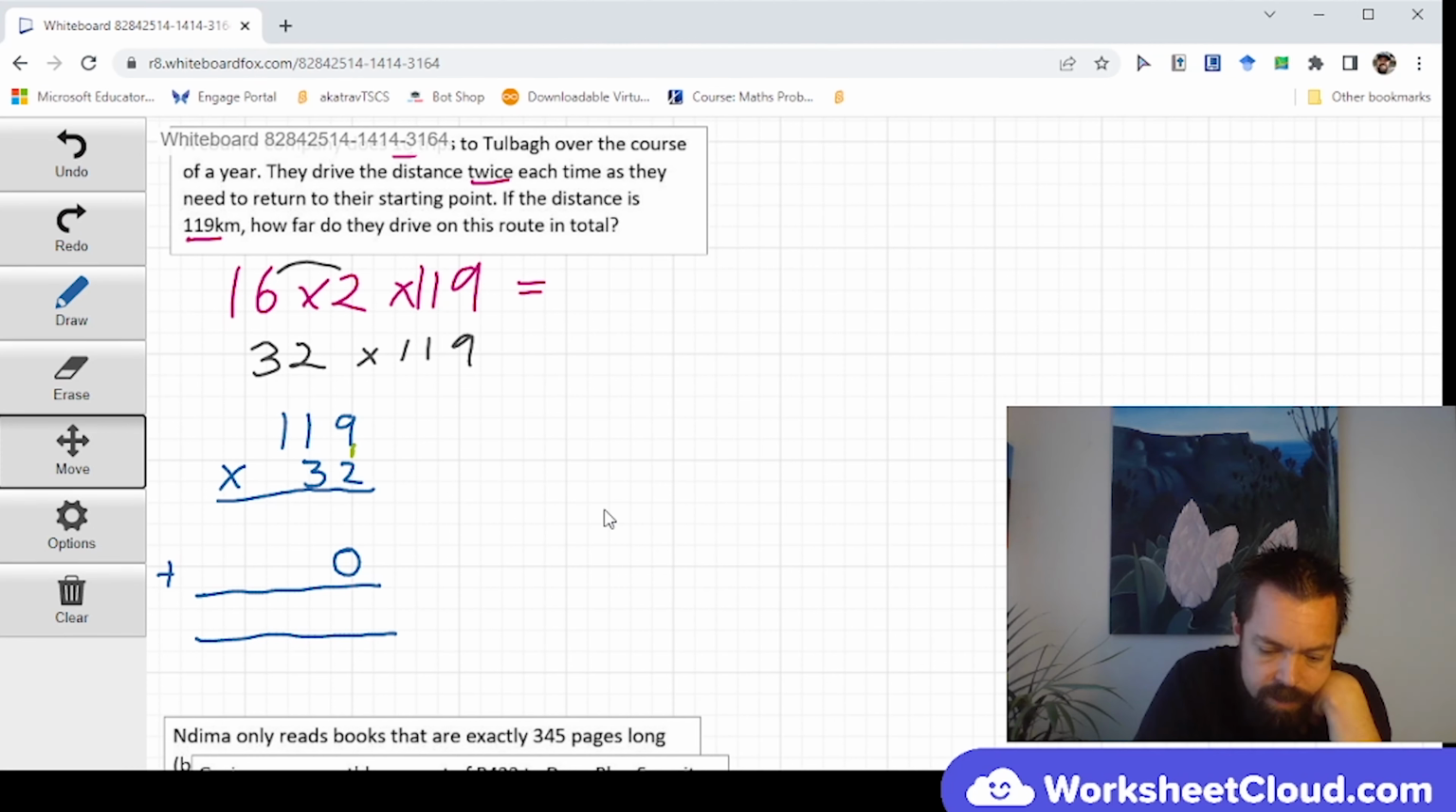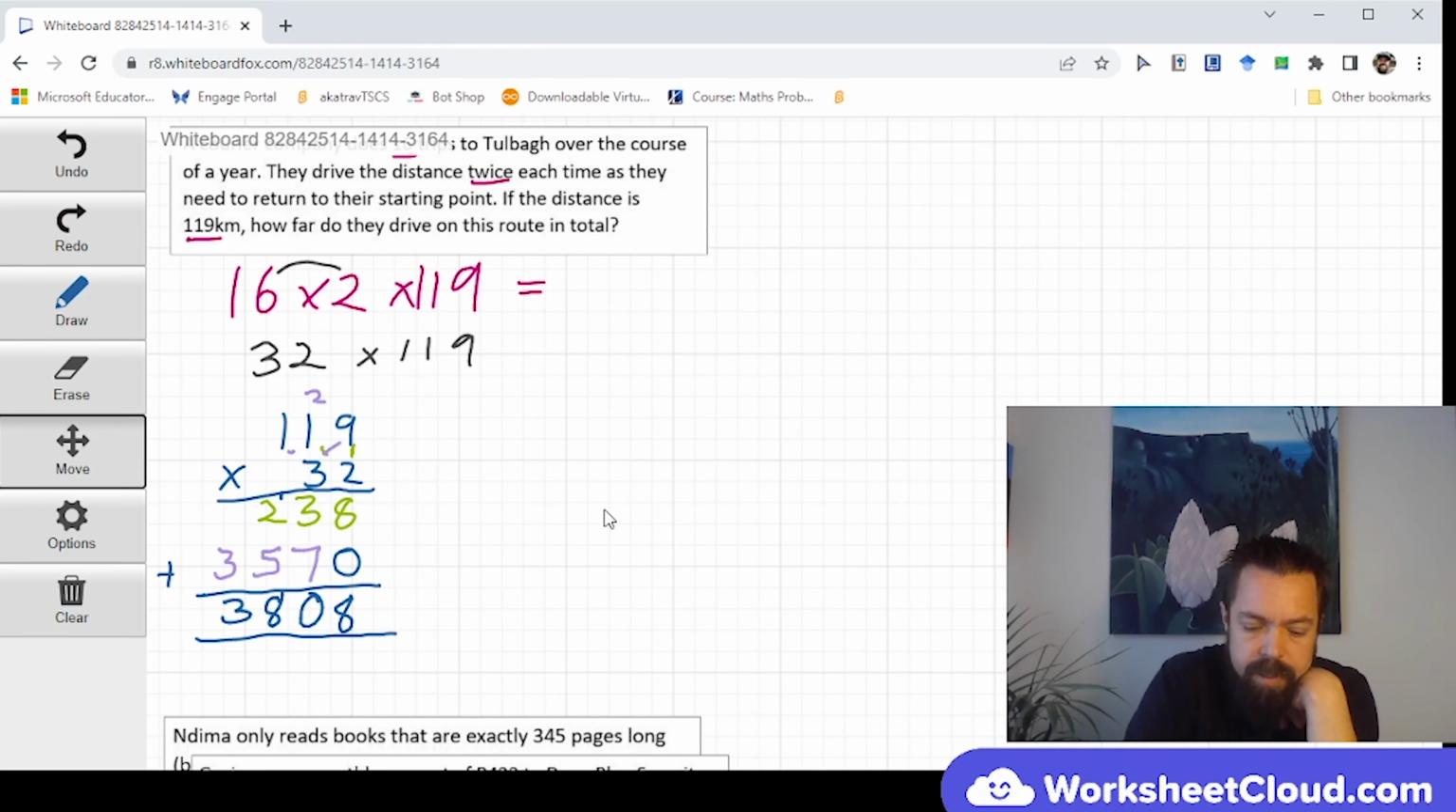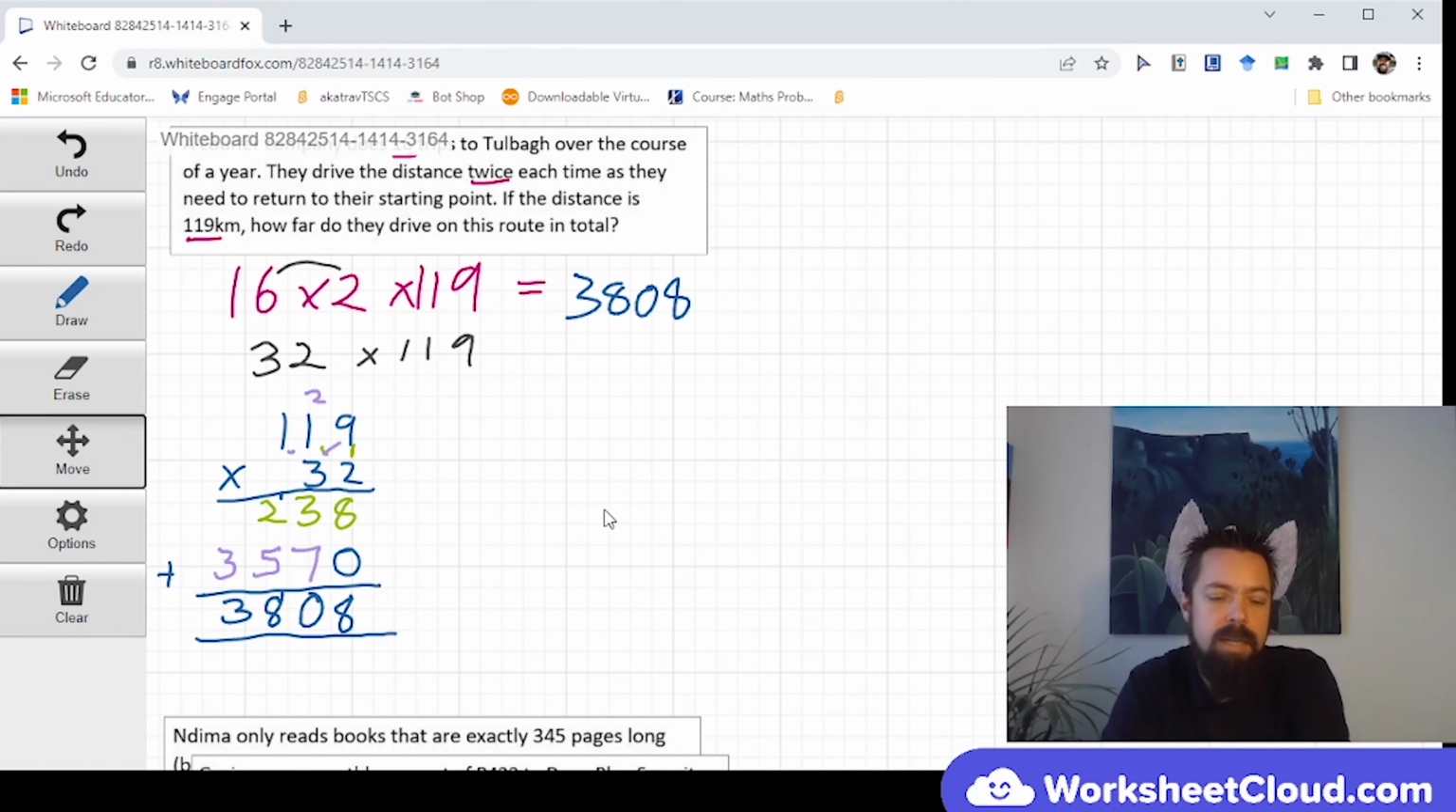2 times 9 is 18, carry the 1. 2 times 1 is 2 plus 1 is 3. 2 times 1 is 2. Next line, okay, so I'm going to raise my mark. The next line, I'm going 3 times 9 is 27. Carry 2. 3 times 1 is 3 plus 2 is 5. And 3 times 1 is 3. Now we bring them back together. 8, 10, carry 1, 8, and 3. So they drive 3,808. I am not finished.